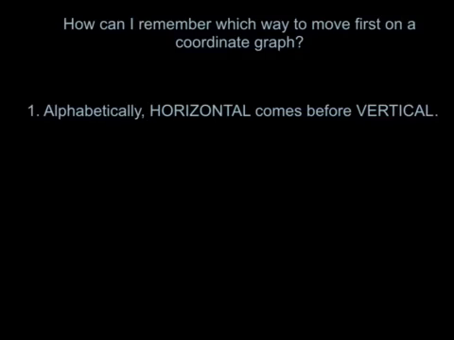At this point, you may be asking this question: how can I remember which way to move first on a coordinate graph? There are many different ways to do this, and you may come up with your own. Here are 4 suggestions for how to remember which way to move first on a coordinate graph. Number 1. Alphabetically, the word horizontal comes before vertical. Always remember that horizontal means left to right, while vertical means up and down.